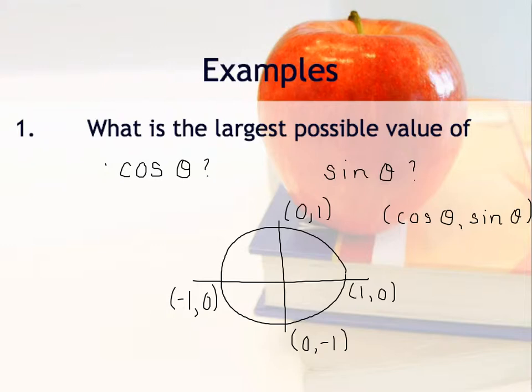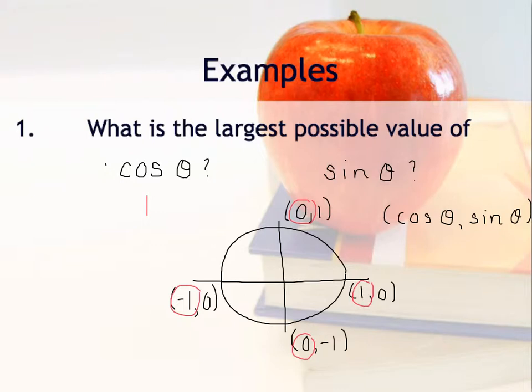So you can see that if we're talking about the cosine of theta and its largest possible value, well, we've got cosines that are 1, 0, and lots of values in between, -1, 0, and lots of values in between as well. So when we ask about the largest possible value of the cosine, you see that the largest x-coordinate of any point on this circle is equal to 1. So cosine can never exceed 1. Also, you see that cosine can never be less than -1.